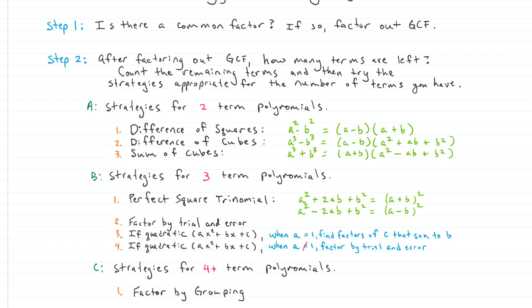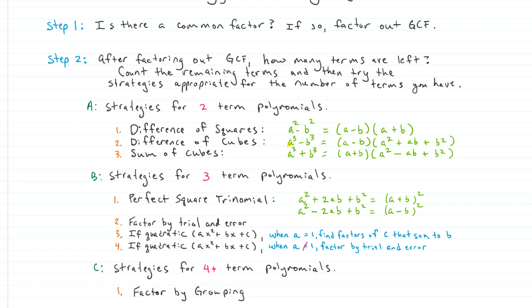So here's some strategies for 2-term polynomials. First, we have the difference of squares. And when I say difference of squares, really I mean you have something squared minus something else squared. If that's the case, then you can easily factor it by using the a minus b, a plus b formula. The next option that we have would be a difference of cubes. And if you have the difference of cubes, then you'll have something cubed minus something else cubed.